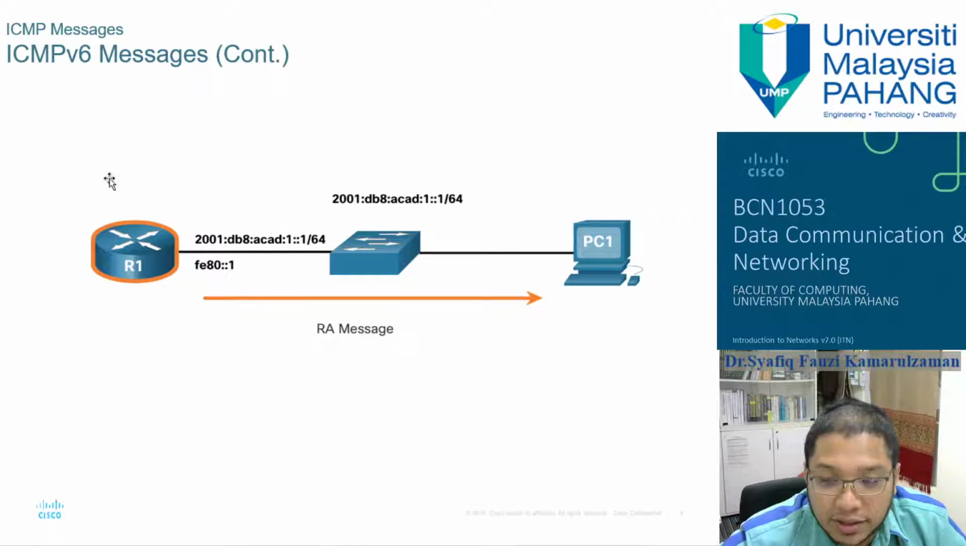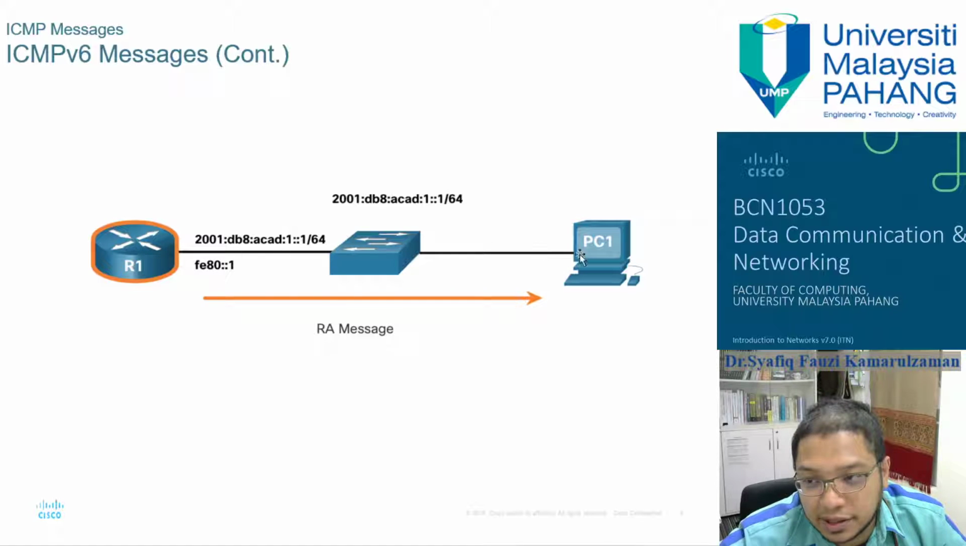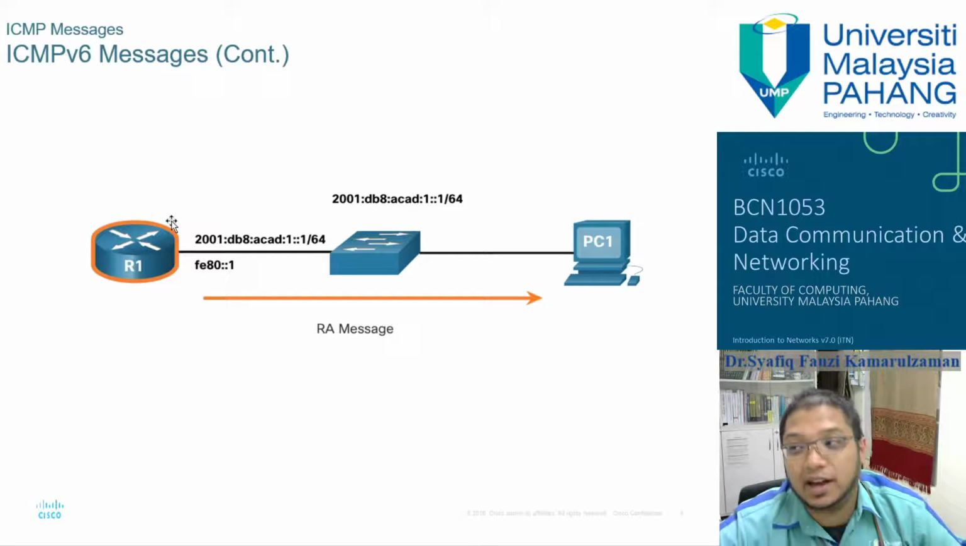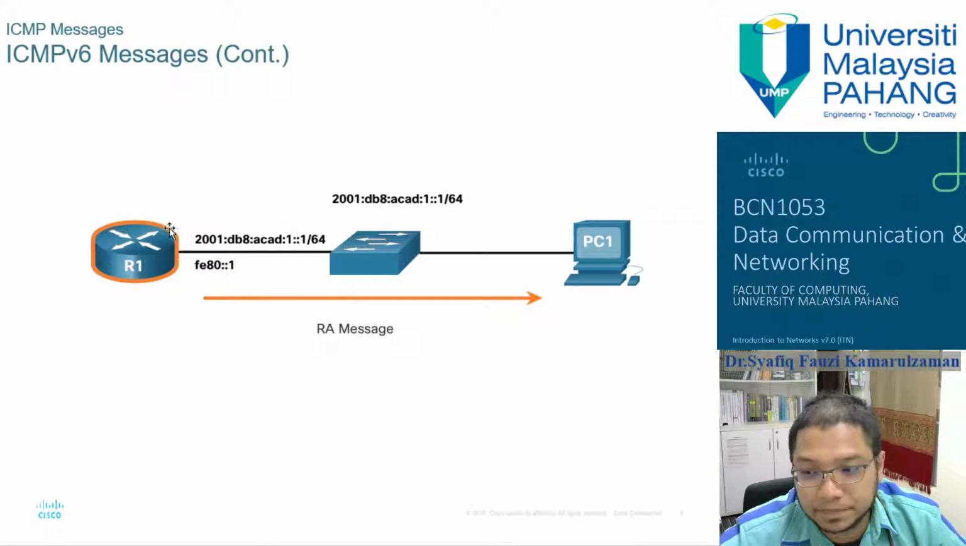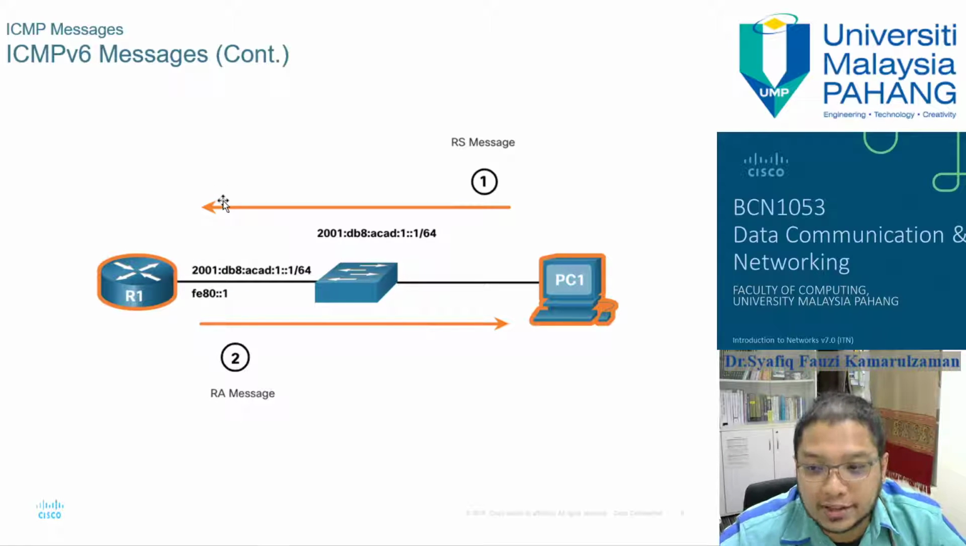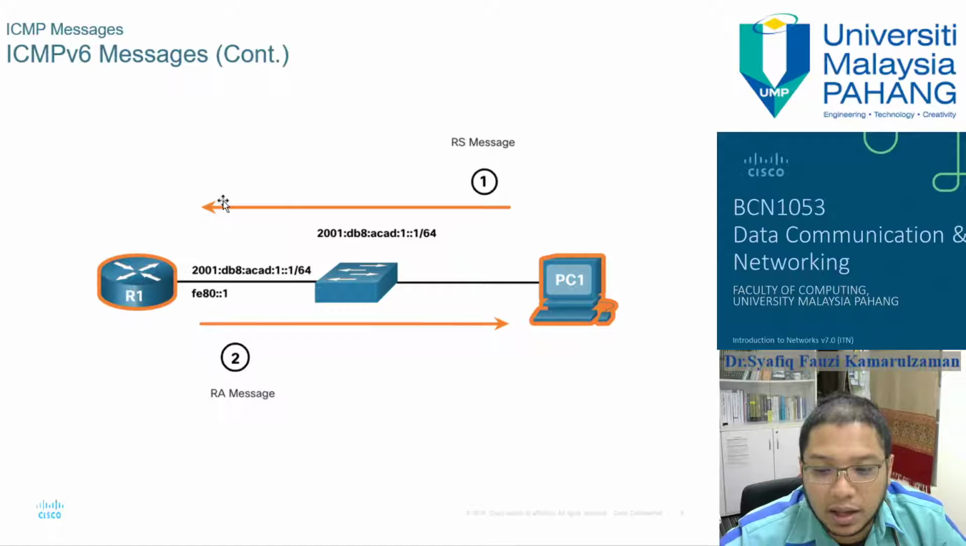So this router will send the RA message so that all the hosts know that it is the default gateway. Anytime they want to send any messages, they will acknowledge R1 as their own default gateway. An IPv6 enabled router will also send out an RA message in response to an RS message. Once they receive an RS message, they will send an RA message.